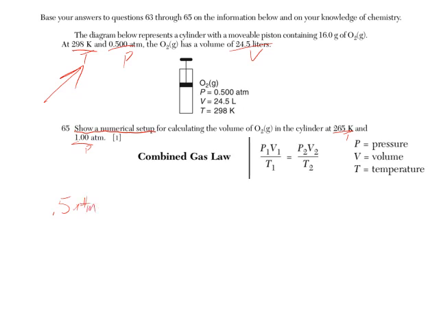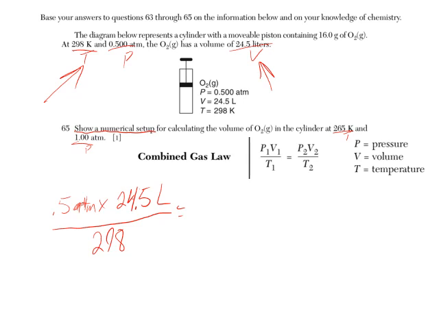I'm writing the units in. You don't have to actually use the units because you're not going to really use them for the math anyway. But 0.5 atmospheres times the volume, which it tells us is 24.5 liters, divided by the initial temperature, which it tells us was 298 K to start out. That's now going to be equal to P2V2 over T2.